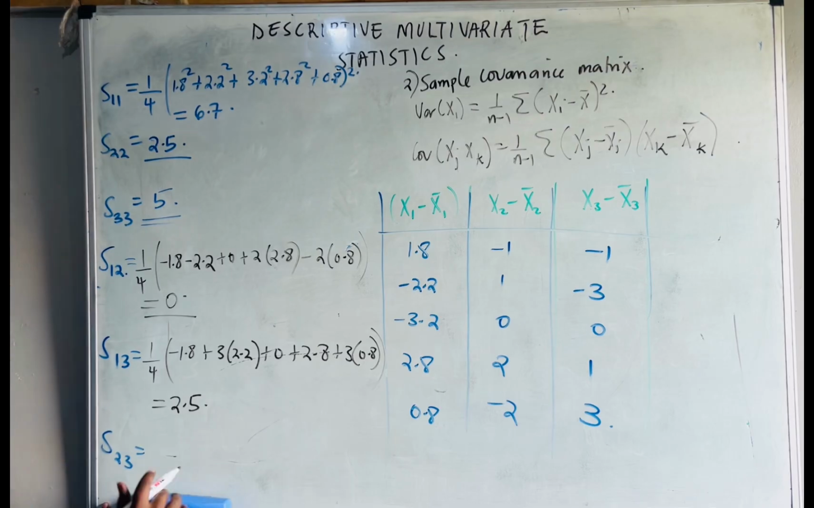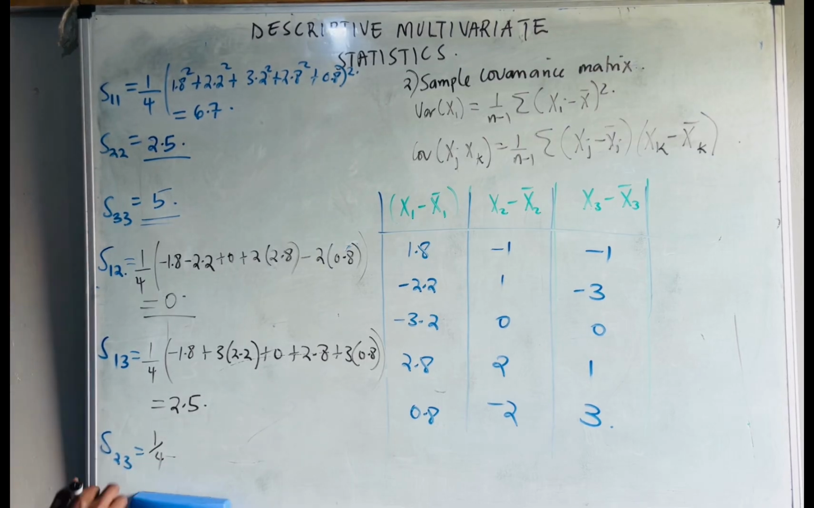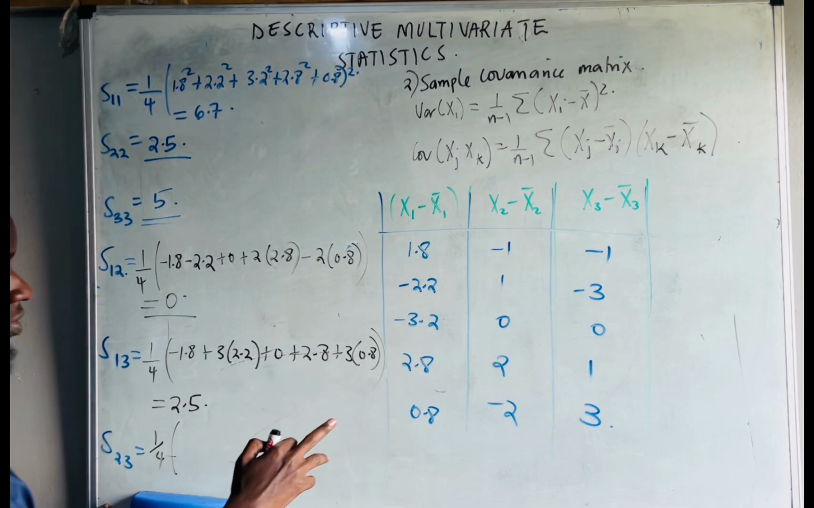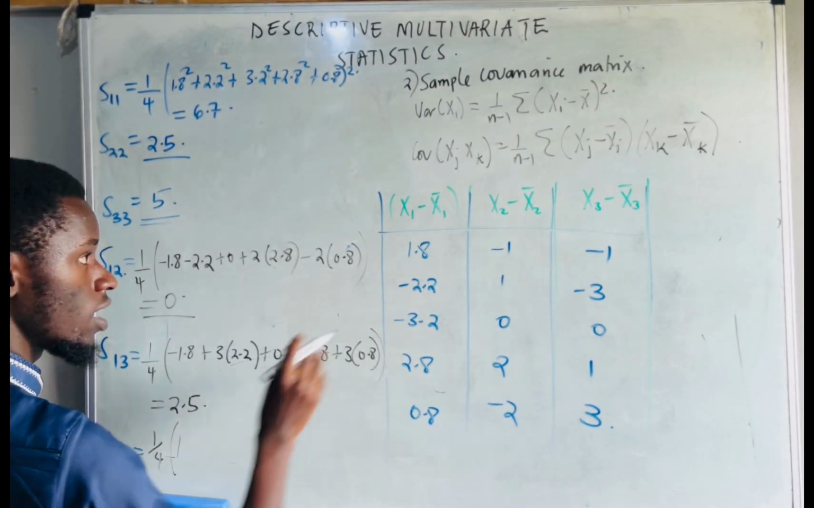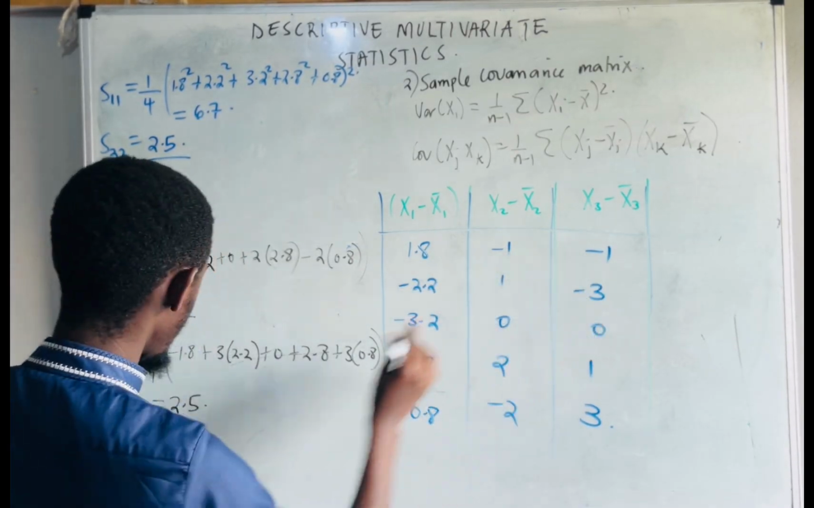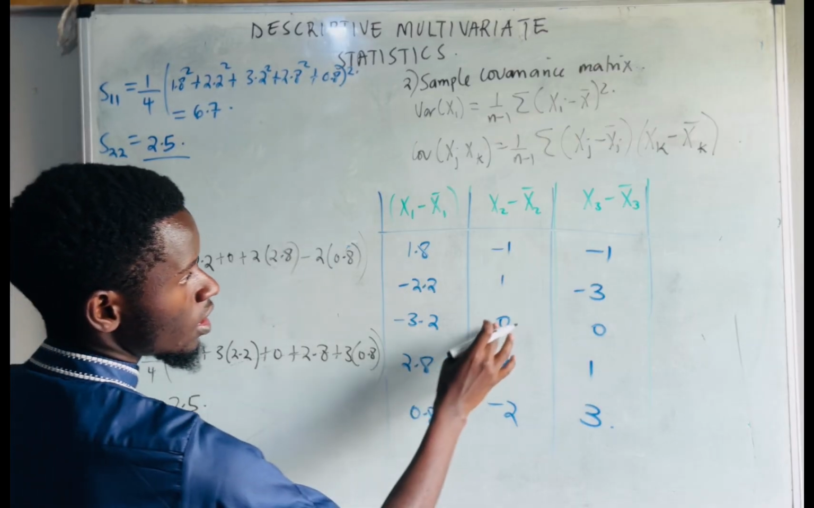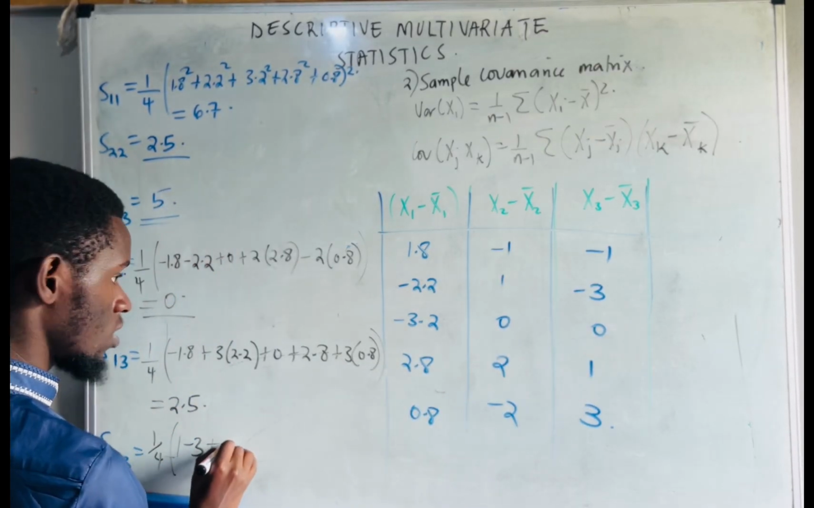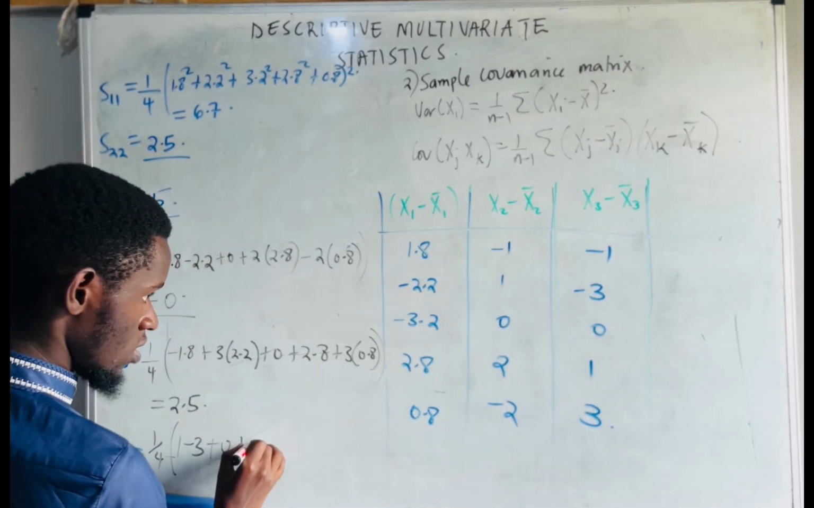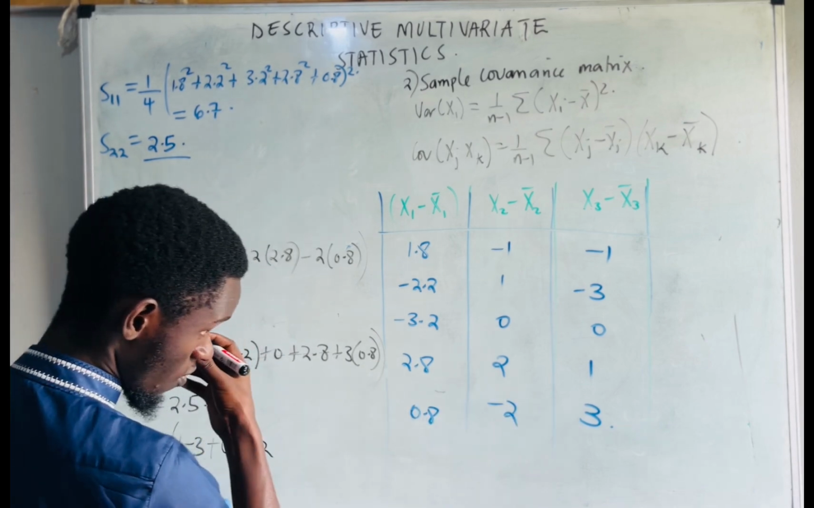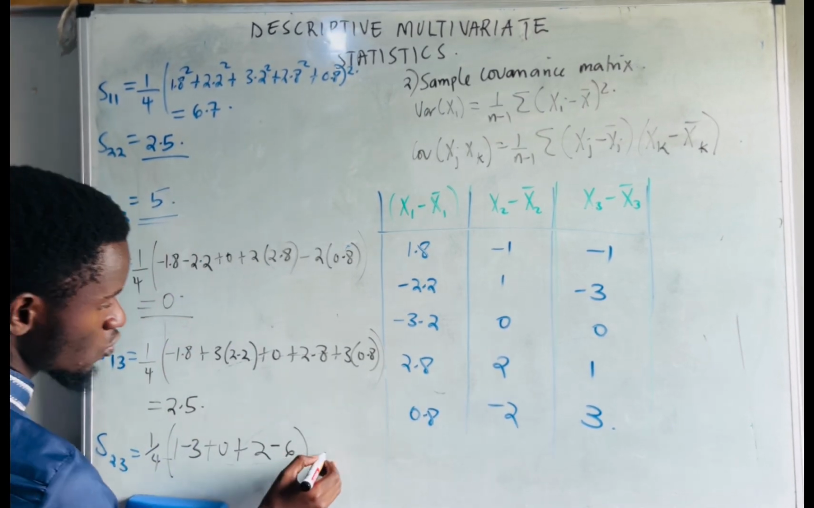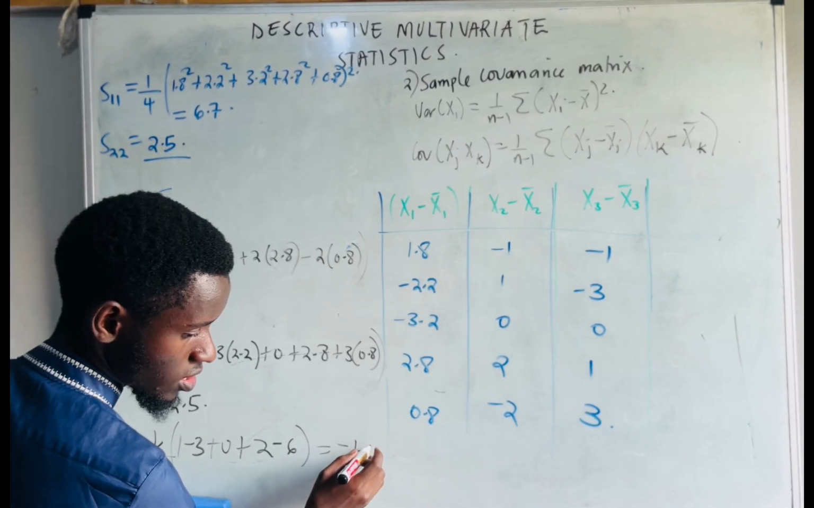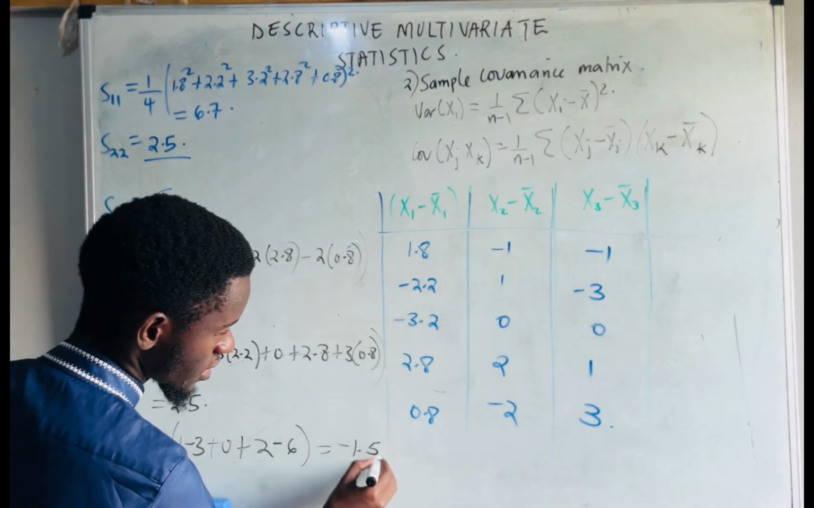And likewise here, I just need to have 1 over 4 into, now what is it? It is now 2 and 3. 2 and 3. It's going to be a 1 here. So this one is going to be minus 3. This is going to be 0. This is going to be 2. Then this is going to be negative 6. Something like that. Then the answer is going to be negative 1.5 here.